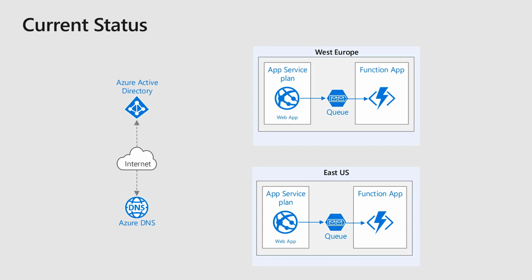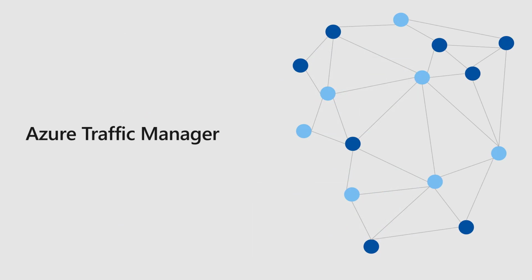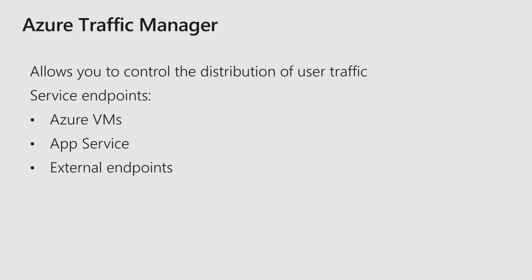So if I'm on the internet and I want to connect to my web app, I have to know the URL of the West Europe version, or the East US version, which is, let's just face it, not what we want. So to solve this problem, we're going to use something called Azure Traffic Manager.